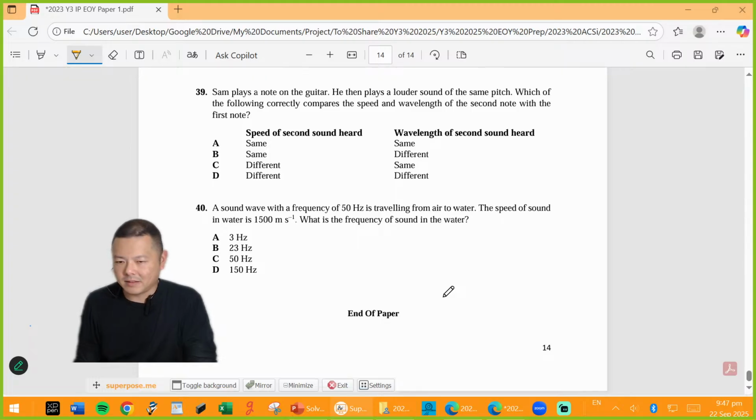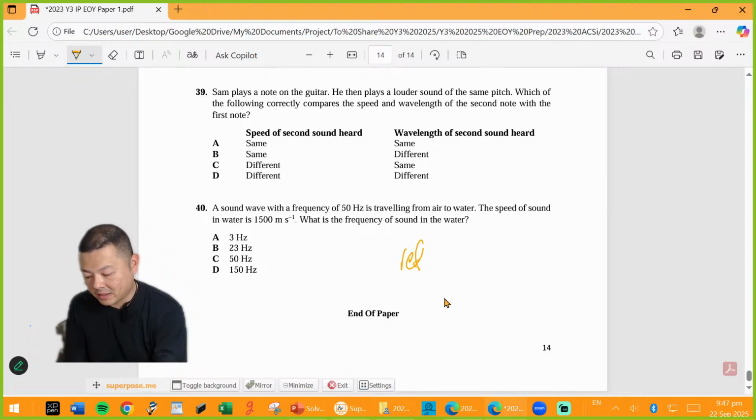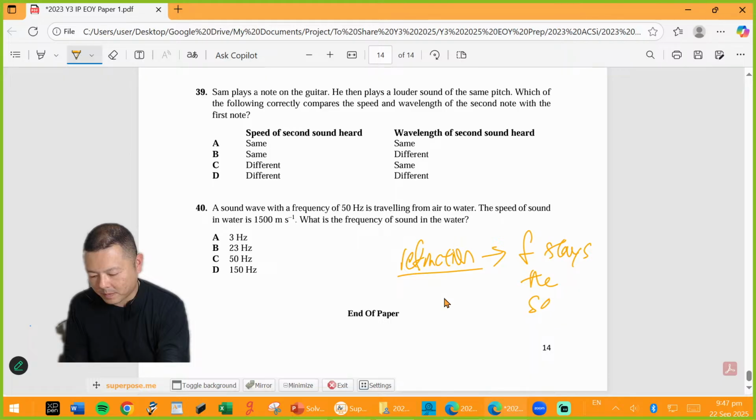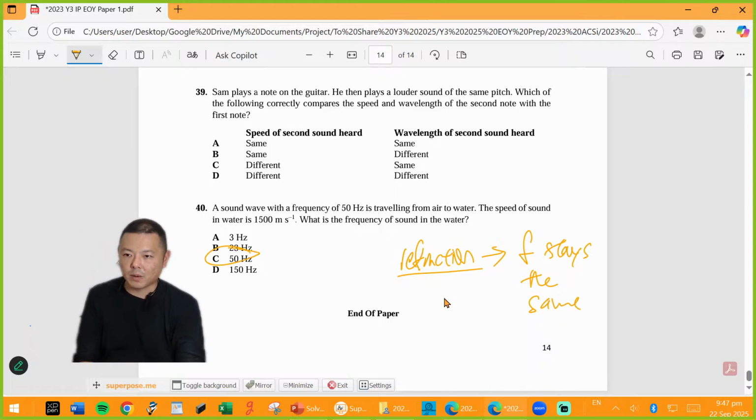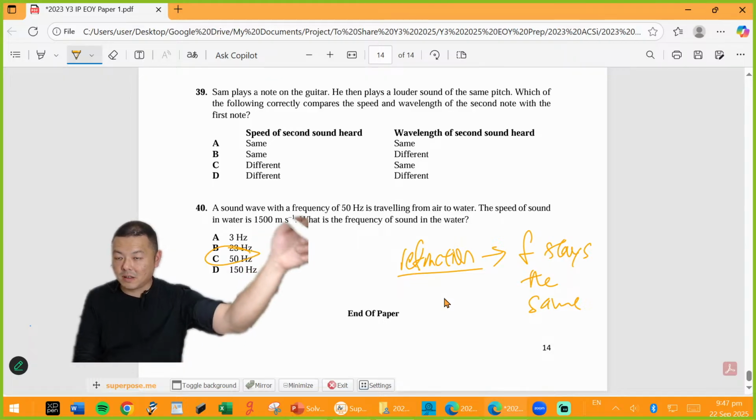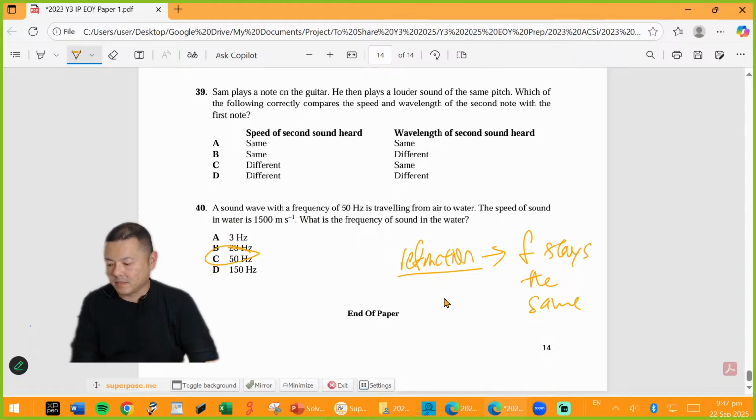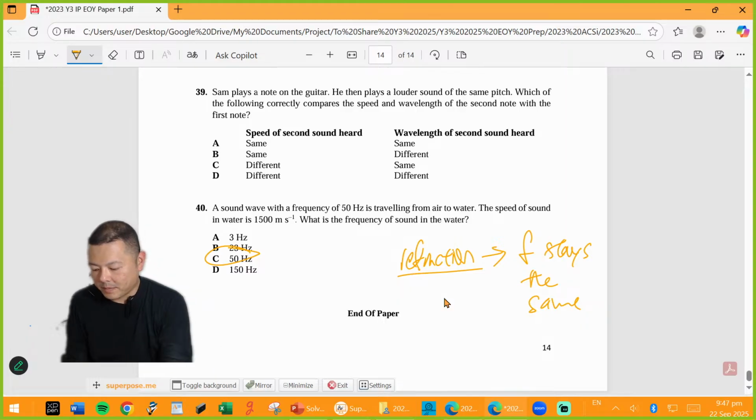Oh, hey, Garen. Right. Slower, shorter, shallow water, frequency stays the same. So for refraction, frequency stays the same. Straight away, this one: a 50 hertz wave. Go into the water, still 50 hertz.